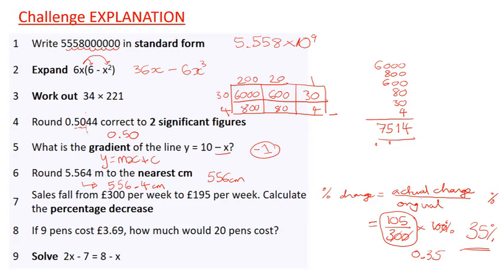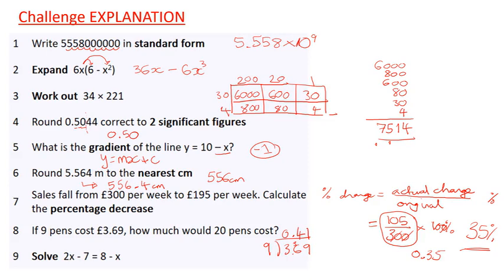Over to question 8. If 9 pence cost that much, how much would 20 pence cost? Well, here we want to divide by 9 first of all, and times by 20. So 9s into £3.69. 9s into 3 don't go. Carry. 9s into 36 go 4. 9s into 9 go 1. So they are 41 pence each.